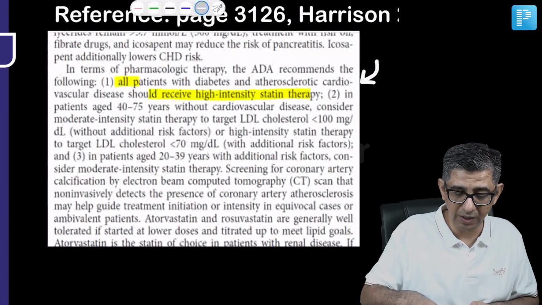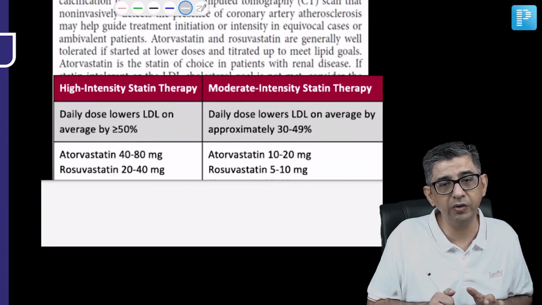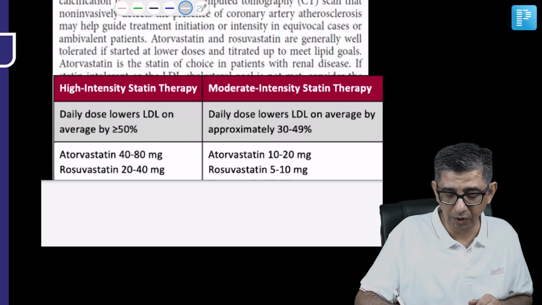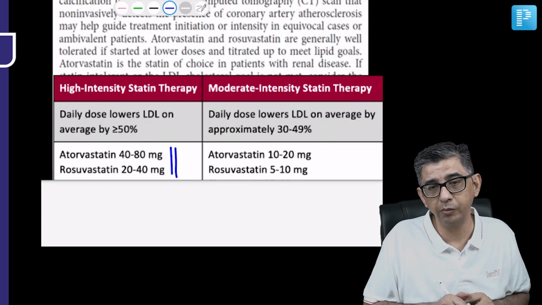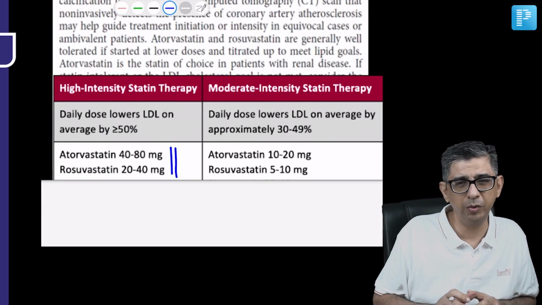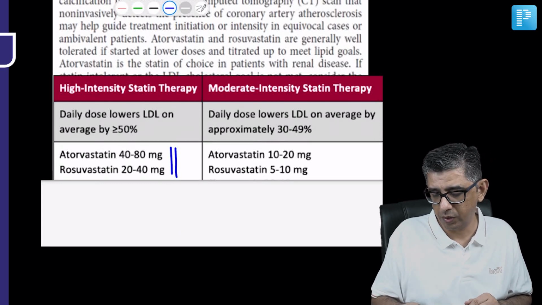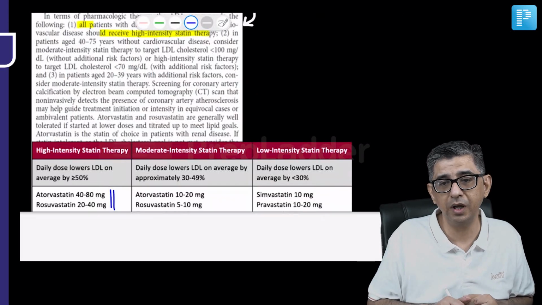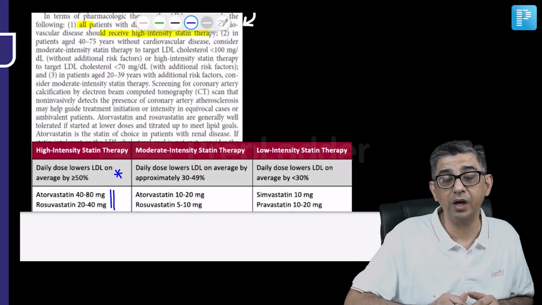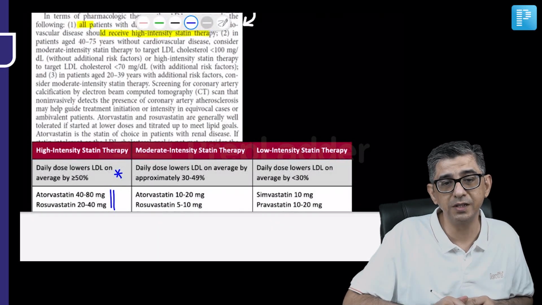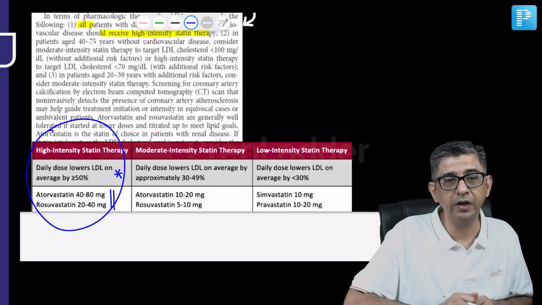As far as high intensity statin is concerned, the objective would be to lower the LDL of the patient on a daily average by 50%, and it is a dosage of 40 to 80 mg for atorvastatin, and rosuvastatin would be 20 to 40 milligrams. Moderate intensity statins would lower the value by about 30 to 49%. And if you are going to be using low intensity statins in some patients, then they would lower LDL by approximately 30%. I would like a good response, because the target LDL that you want in a diabetic should be less than 70.